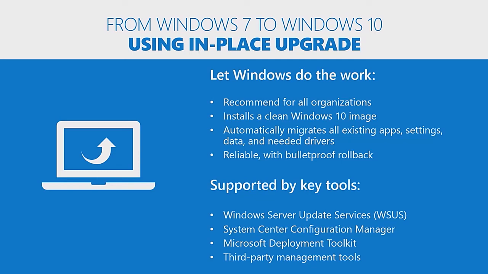In-place upgrade is, again, what we want to consider for Windows 7 to Windows 10, to let Windows do all the work, automatically migrating app settings, data, and drivers. It is supported through WSUS, so you can take existing Windows 7 machines and upgrade them from WSUS. You can do it with Config Manager using task sequences or servicing plans. You can do it using the Microsoft Deployment Toolkit, and most third-party management tools are able to do that as well.